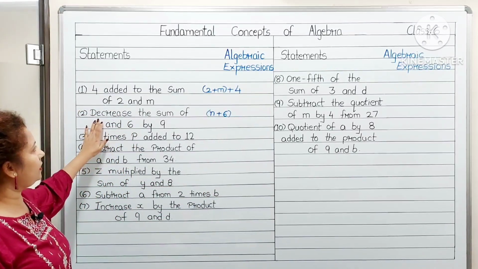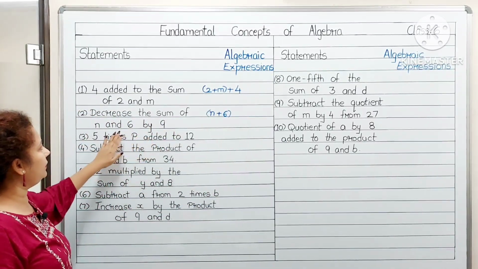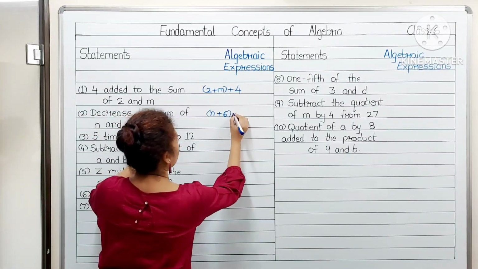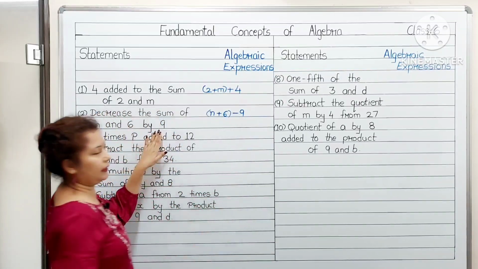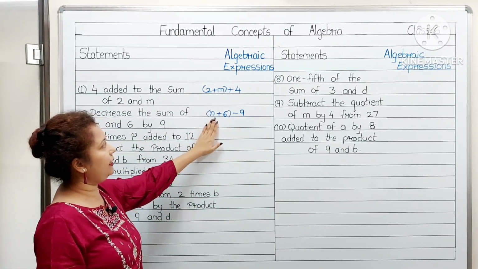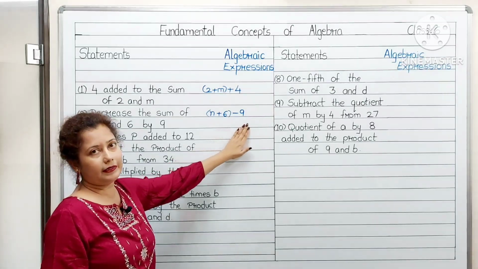And what we have to do? Decrease the sum by 9. This sum we have to decrease by 9. So we will minus 9 from this. So here the algebraic expression becomes n plus 6 minus 9.